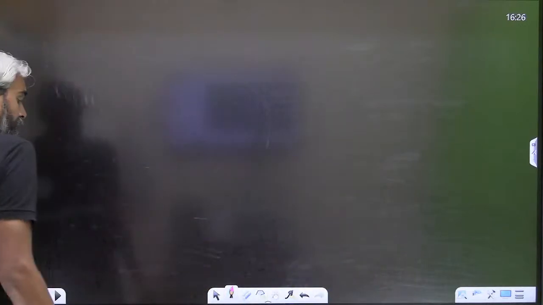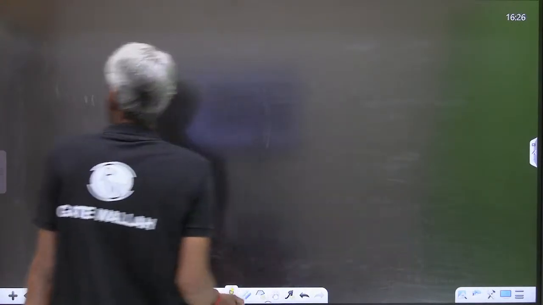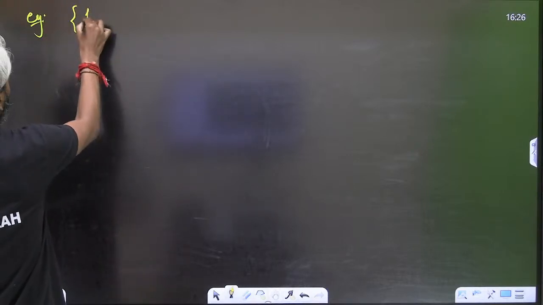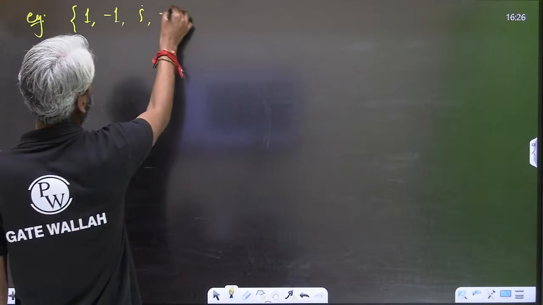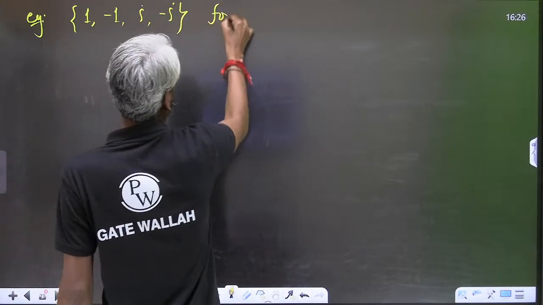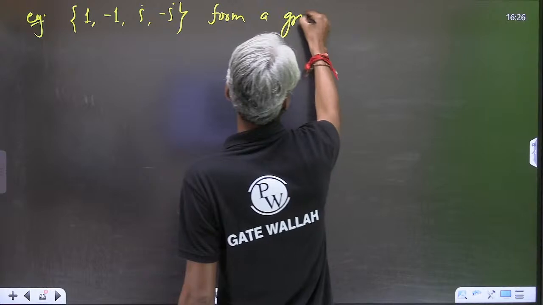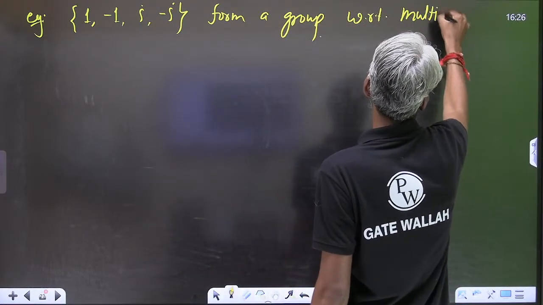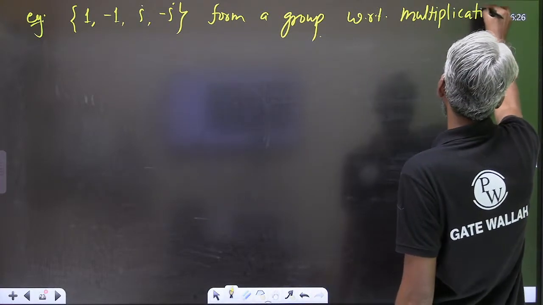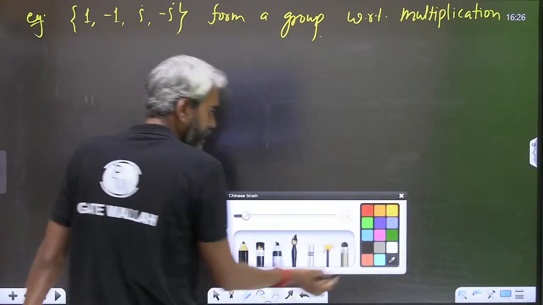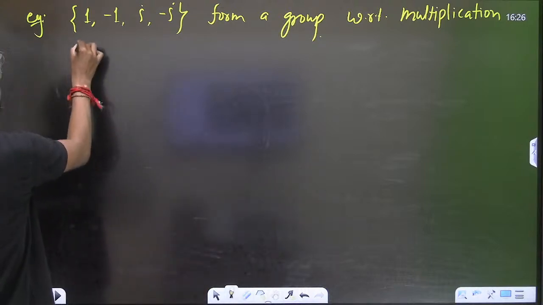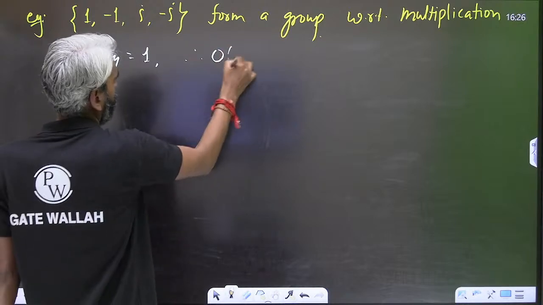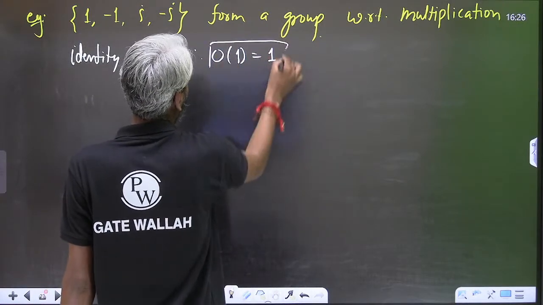Now let's move to the next example. That should be the end, or we'll take one more. We'll conclude the topic. So what do we know? 1, minus 1, iota, minus iota form a group with respect to multiplication. Yes, sir, we know. The identity element is still 1. Therefore, the order of the identity is 1 only.